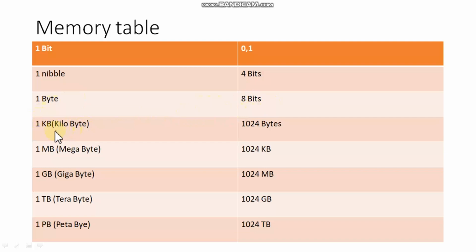Now 1 kilobyte, KB is kilobyte. 1 kilobyte contains 1024 bytes. Then we have 1 megabyte. 1 megabyte contains 1024 kilobytes. 1 GB, 1 gigabyte contains 1024 megabytes. 1 terabyte, TB, contains 1024 gigabytes. And 1 PB, petabyte, consists of 1024 terabytes. So you all can see the 1024 unit is the same, you just need to add the previous unit. The memory table is important and you need to learn it.